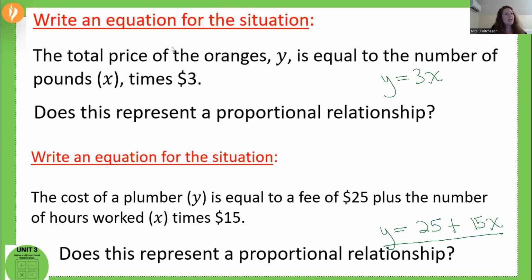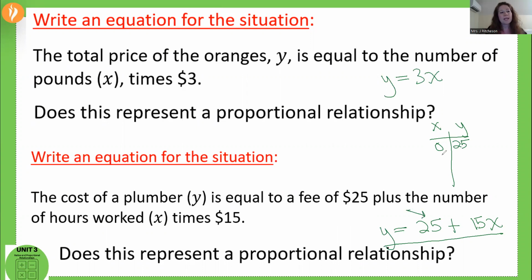Well, let's make a T-chart, all right? So let's say the number of hours the plumber came to your house is 0. So if 15 times 0 is 0, but 0 plus 25 is not 0, it is 25. So I know that if a plumber doesn't come to your house, you shouldn't pay him $25, but this is how he charges his customers.